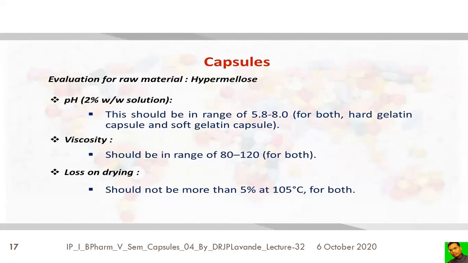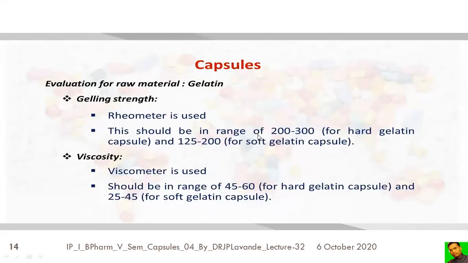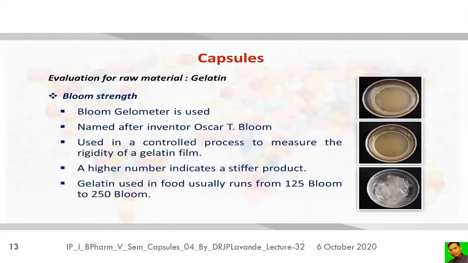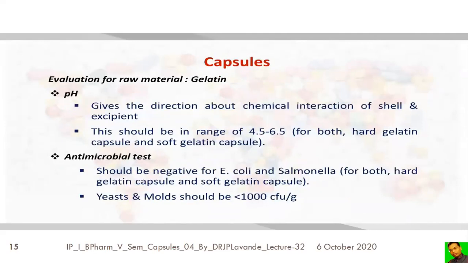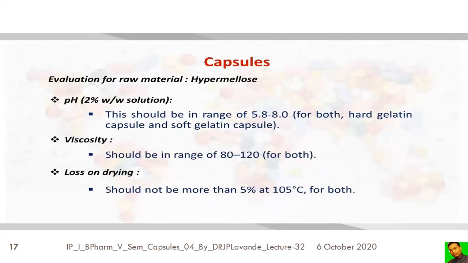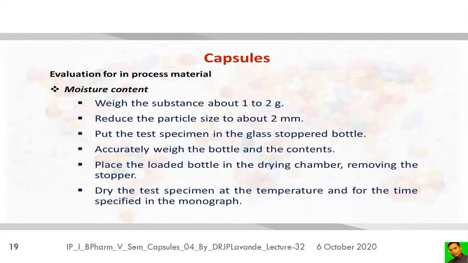Loss on drying should not be more than 5% at 105 degrees Celsius for hard gelatin as well as soft gelatin capsule. So these parameters are most important from the multiple choice question point of view, as far as hypromellose and gelatins are concerned. So you should be thorough. You should learn all these verbatim, so that it will be useful for you to score 100% in the MCQs.